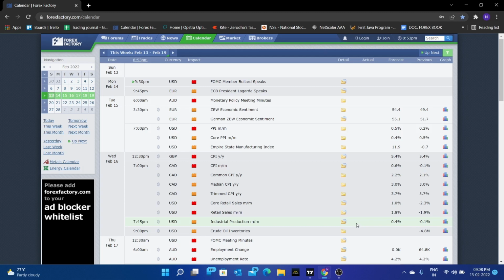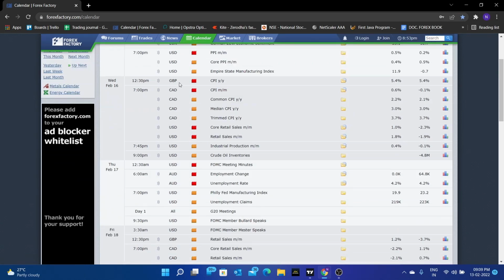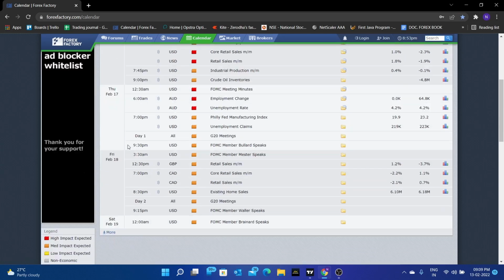So first of all, on Monday we are having events on USD and Euro, so we can expect some movement on USD and Euro. On Tuesday we are having events on AUD, Euro and USD as well. So we are having a good opportunity on that. And on Wednesday we are having events on GBP, with back to back news on CAD and USD. And on Thursday we are having news on USD, AUD, USD.